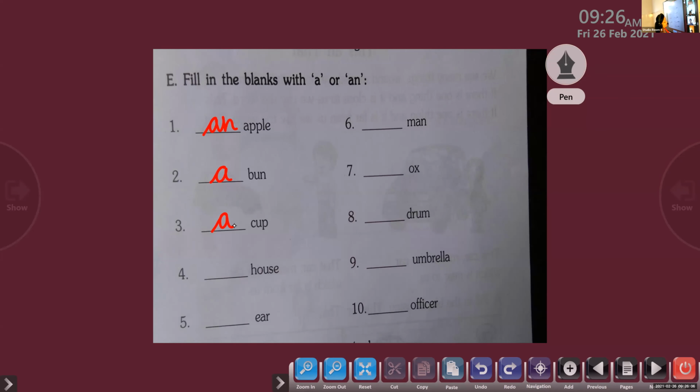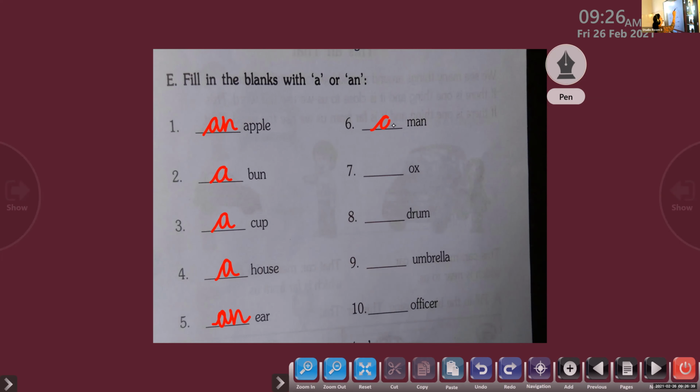Azaria, unmute. Try number 4. Dash house. A house. Okay, very good. Thank you. Mitra, unmute. Number 5. An ear. Very good. Thank you. Nived, unmute. Number 6. A man. Yes.